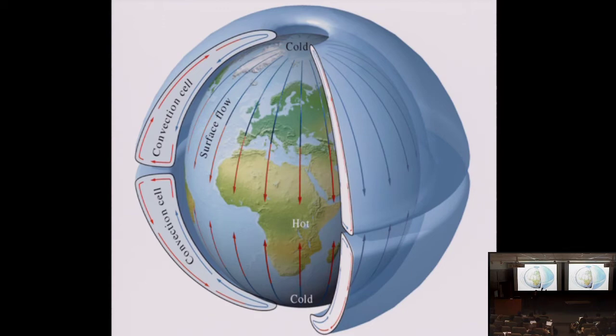So you have these two cells that are going, so this is a sphere, so we can put the coordinates on it, from 0 degrees, the equator, to 90 degrees, the North Pole, and 0 degrees, the equator, to 90 degrees, South Pole. So these two cells that are just doing this because of the previous slide of those temperature differences.